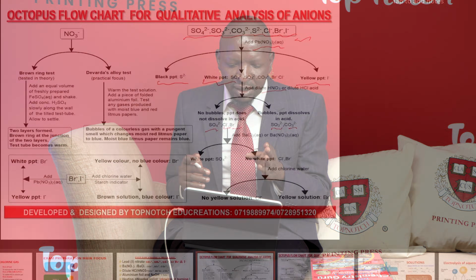How do you differentiate now the sulfate and carbonate? To differentiate the sulfate and carbonate, you can add barium nitrate or barium chloride. Why? This one, as I said previously, is used to test for sulfate and carbonate. But now when you add it, you are already remaining with sulfate, chloride, and bromide.